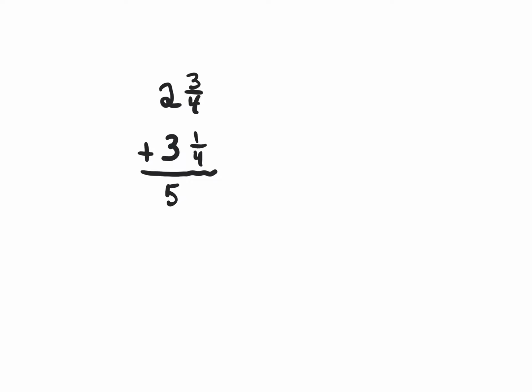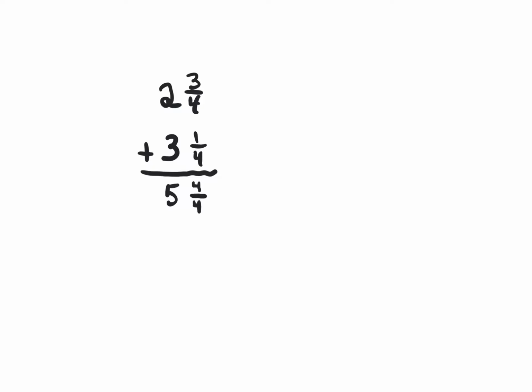And because we have common denominators, they're both 4, that means we're allowed to add these fractions together, and that denominator is not going to change. Make sure you don't add those denominators together. We are going to add the numerators together, the top number parts of the fraction. So that is 3 plus 1 equals 4.